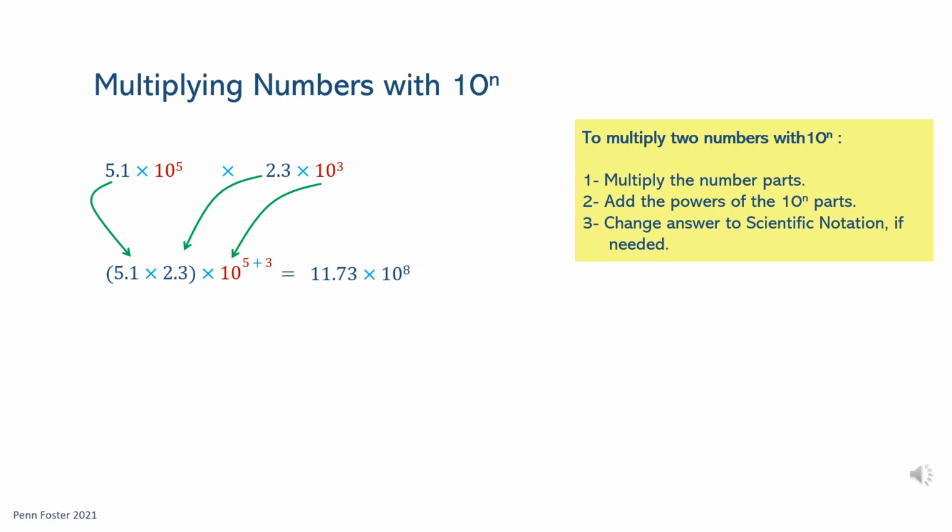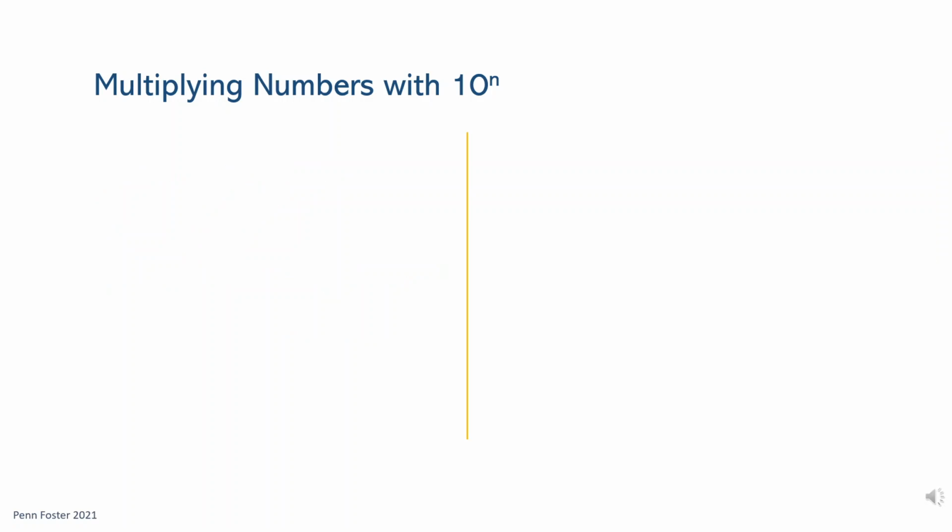Change the answer to scientific notation by shifting the decimal point to the left once and adding 1 to the power. The final product is 1.173 times 10 to 9. Let's try 2 more multiplication problems. We start with the one on the left.